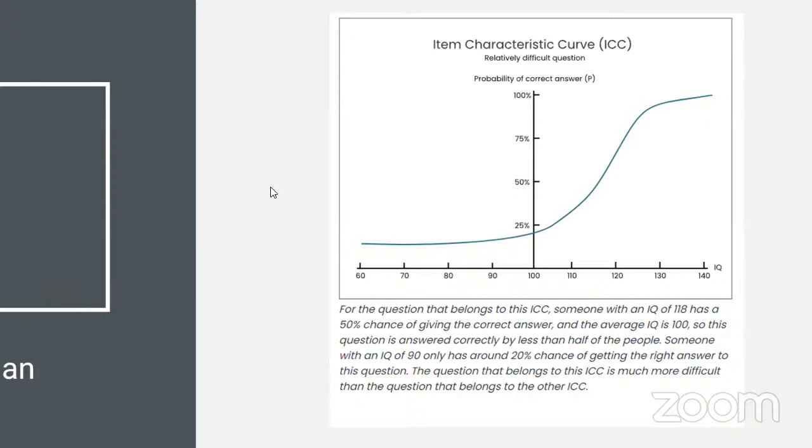Okay, so this is the item characteristic curve, and you will find the probability of a correct answer. So when the individual score is high, they have a higher probability of writing the correct answer.